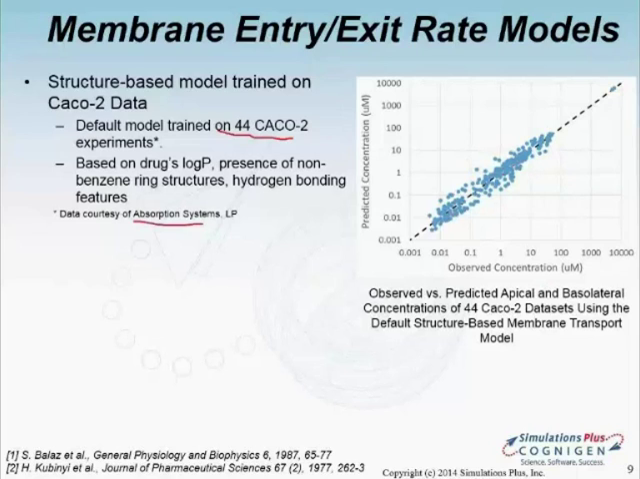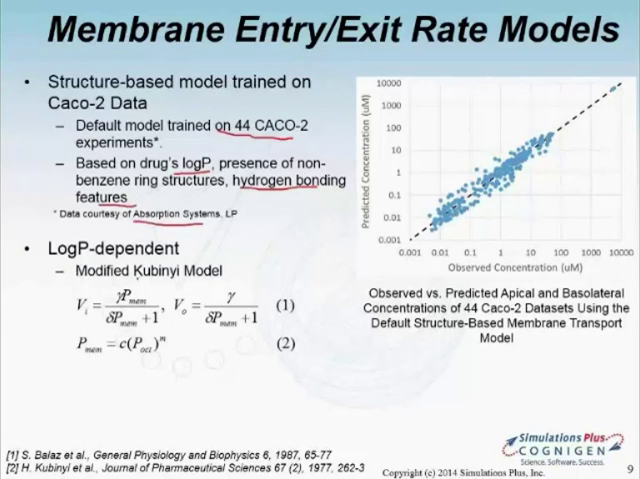And the main properties of the compound that determine the rate of permeation, the entry rates and exit rates from the membrane, are, as you would expect, the log P, but also the hydrogen bonding features of the compound are the important factors. And this is showing the performance of the model. As you can see, the model is able to nicely reproduce the predicted concentrations on the apical and basolateral side from all 44 experiments for those 22 compounds.